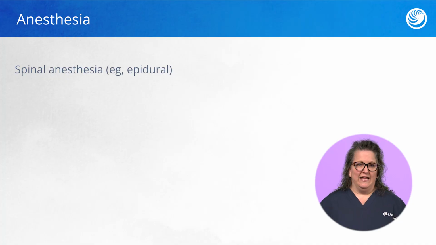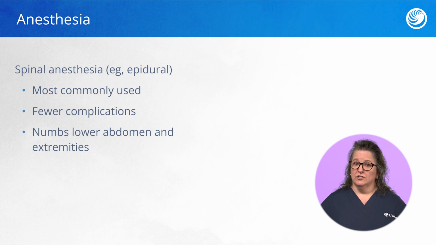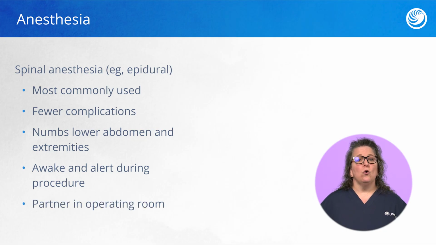Spinal or epidural anesthesia are most commonly used. They have fewer complications compared to general anesthesia. They provide numbing to the lower abdomen and extremities. The mother remains awake and alert during the cesarean birth, and the partner or support person is able to be in the operating room with them.